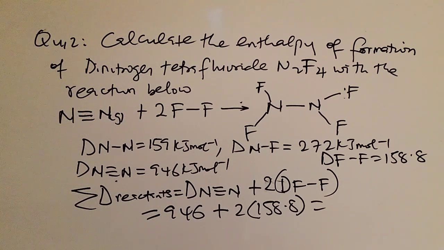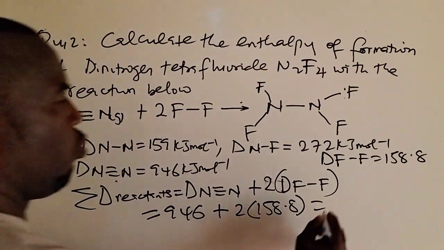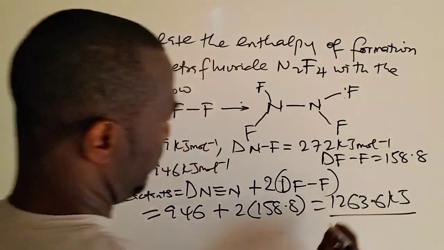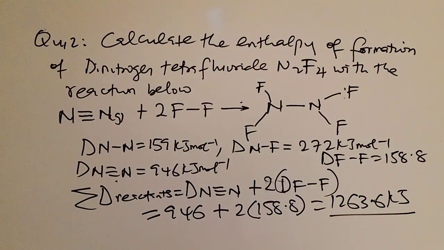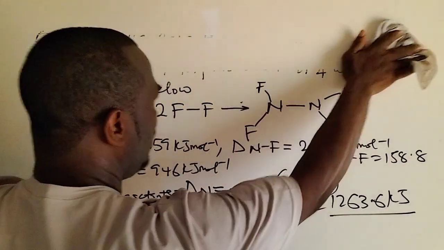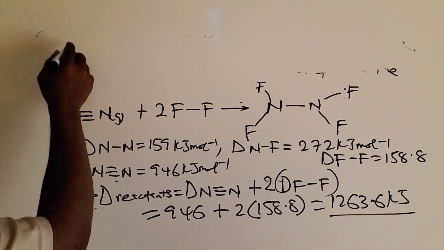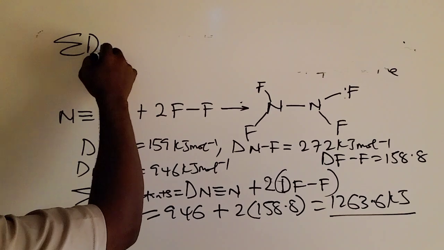I'll be getting 1263.6 kilojoule. That's the total bond energy of the reactants. Having done that, I can clean the upper side and then calculate the bond energy of the product. I will have only one product here. So, the bond energy of the product.